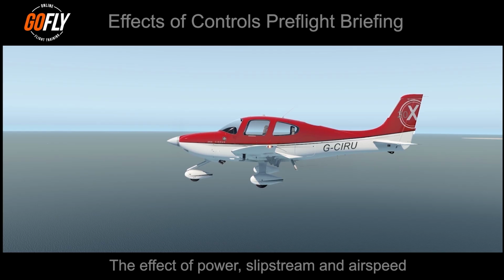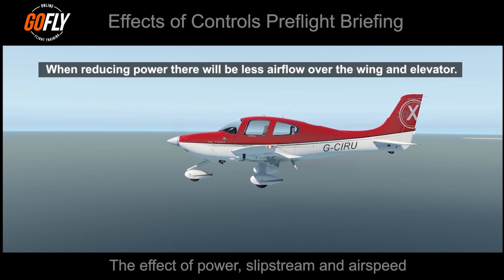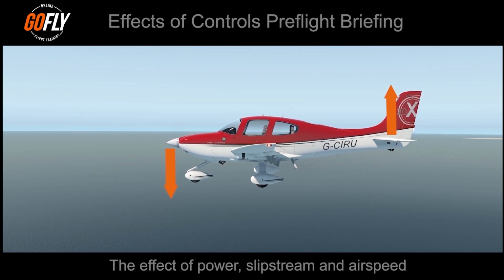If we reduce power, we now have less thrust being produced and less airflow over our wing and elevator. Also, a pitching moment is created around the center of gravity due to the reduced thrust. This results in the aircraft pitching down when we reduce power.